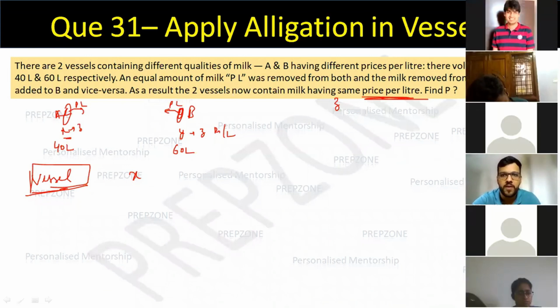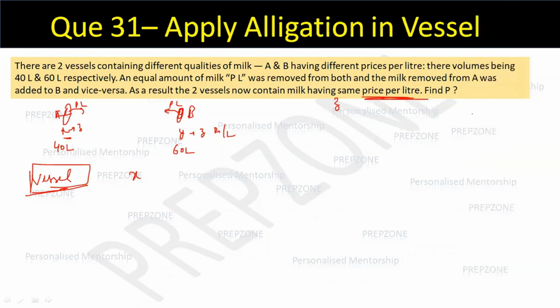Then you're actually adding something from B, whose price is Y rupees per liter. So this was X, which was vessel A. You are adding Y rupees per liter milk into it, because it is given that this milk I'm adding into that, and vice versa. So I'm just taking one case at a time. And finally the resultant is Z rupees per liter, because that is the common price per liter that we are talking about. Initially this was vessel A, whose price per liter was X. Then I've added B, whose price per liter was Y, and the resultant was Z.